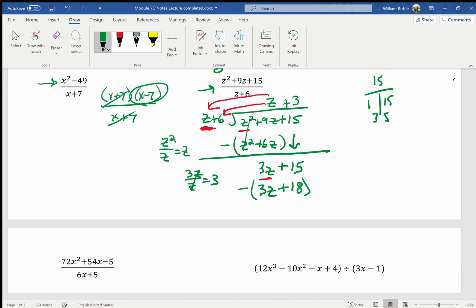And again, I subtract both of them. 3z minus 3z goes away. 15 minus 18 is negative 3. And I have no more numbers to bring down, so this is my remainder.